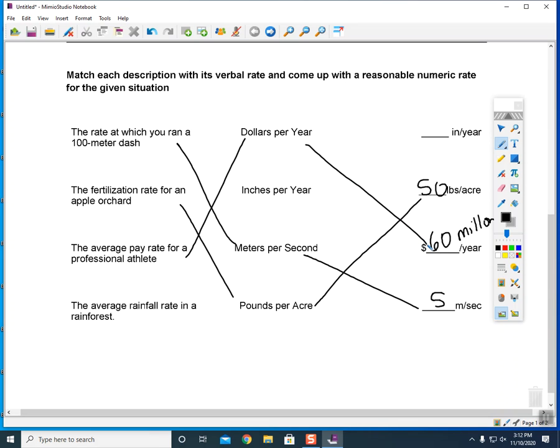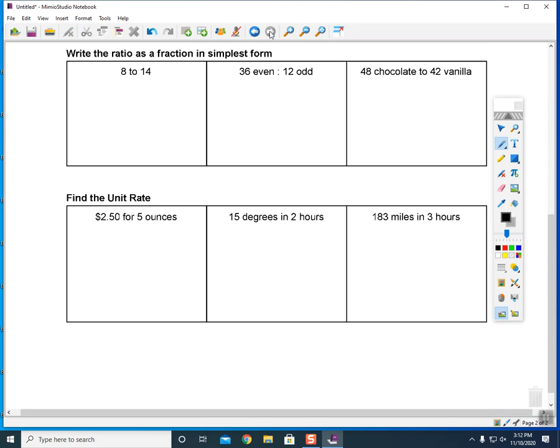Okay, so my last one, the average rainfall rate in the forest. That's going to be inches per year up here. It's going to go up to this next one. And I looked that one up, and that one on average is about 150 inches every year, which is crazy. That's a lot of water. Okay, so that's rates. Let's go ahead and look at the next page.